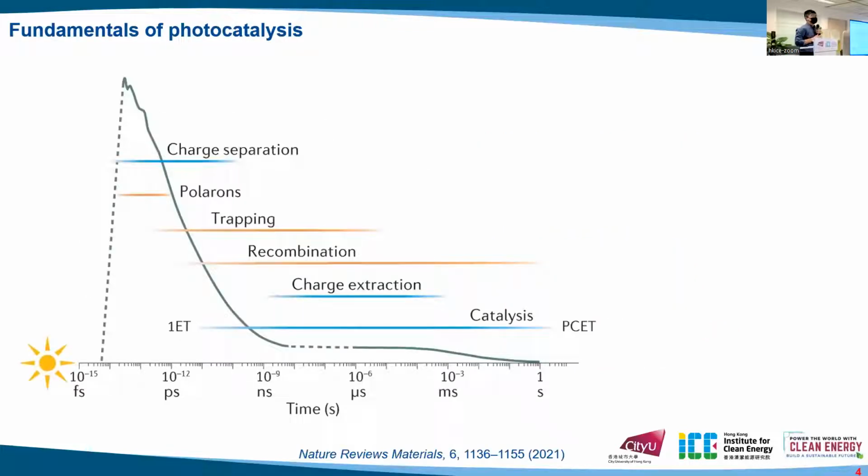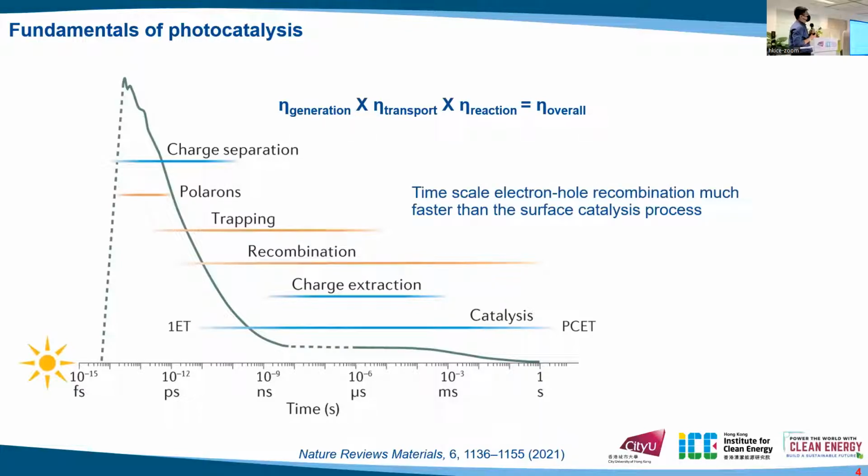Photocatalysis is a relatively complex process, involving multiple steps, ranging from the charge separation to the surface catalysis. The overall photocatalytic efficiency is determined by the efficiencies of charge generation, charge transport, and the surface reaction. Here, I would like to note that the time scale of electron hole charge recombination is multiple scales faster than the surface catalysis process, which is very difficult to control, but critical to the overall efficiency. That's why the manipulation of charge transport plays a critical role in determining the overall photocatalytic efficiency.